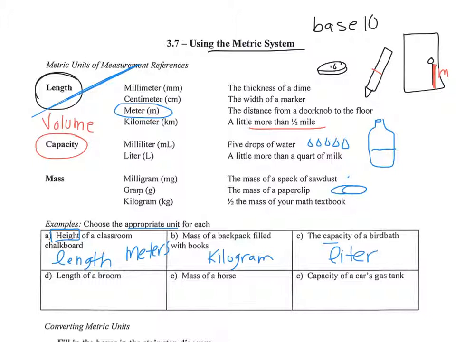The length of a broom. The length is going to be millimeter, centimeter, meter, or kilometer. I would say meter is the best choice. Mass of a horse. If you picked up a horse, it'd be way more than a paperclip and more than a math textbook, so I would say kilogram is the best choice. And capacity of a car's gas tank. So the car's gas tank holds more than 5 drops of gas, a lot more. So I would go with liter as the best choice for these.